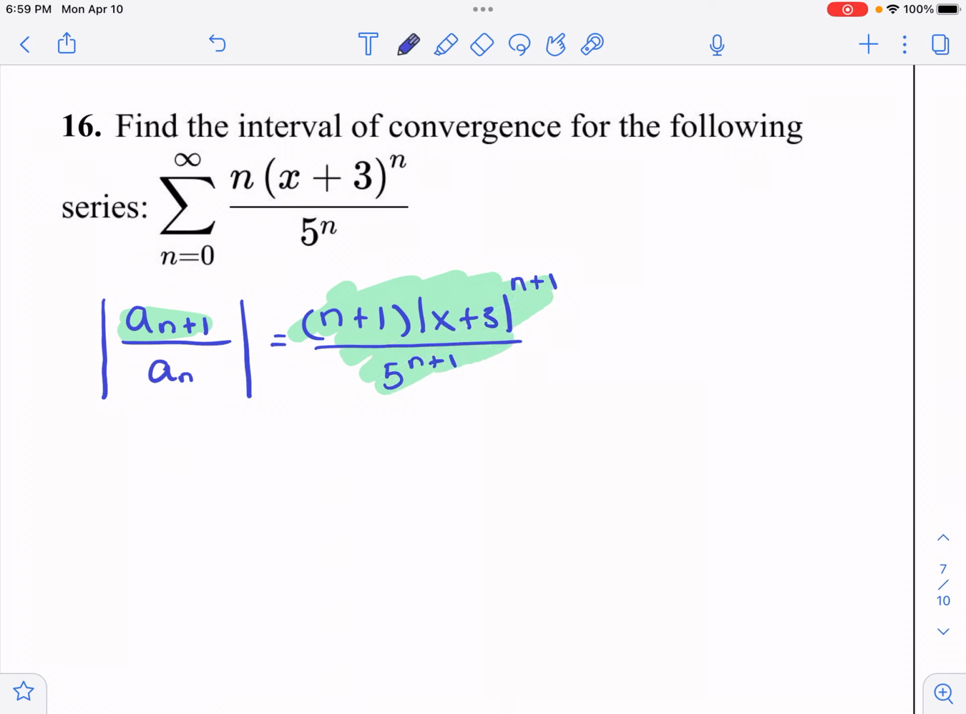Okay, so all that was just the n plus first term. And then to divide by the nth term is the same as multiplying by the reciprocal. So I'm going to write this, and then we'll simplify. All right, so that was this, so the reciprocal of that.